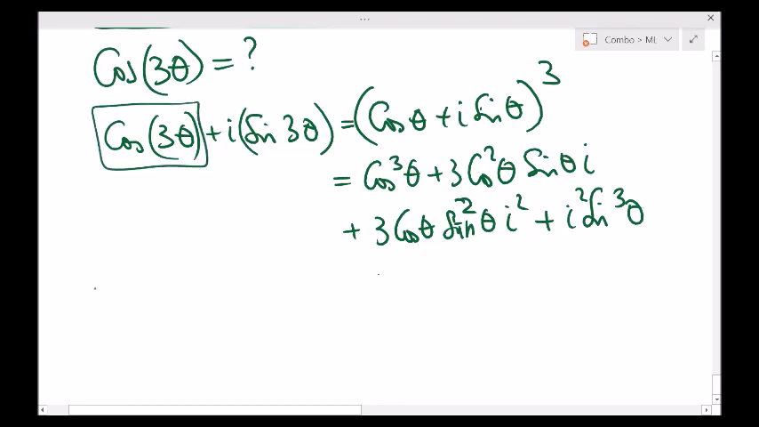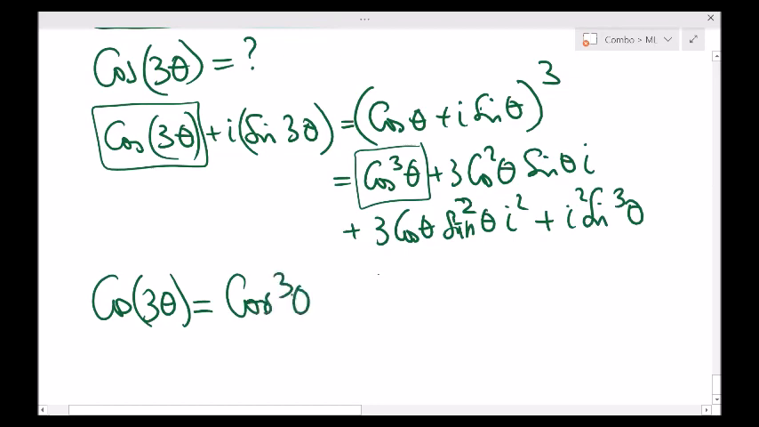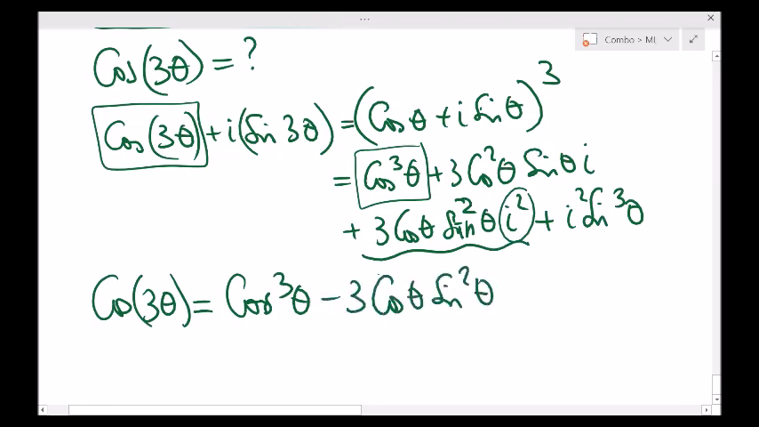I don't care about the imaginary part. So as a result, cosine 3 theta is equal to the real part, which has cosine cubed theta, and then it also has this portion, because i squared is just -1, minus 3 cosine theta sine squared theta. Done. Oh, I messed up already. It should be i cubed. Yeah, sorry for that. Thank you.